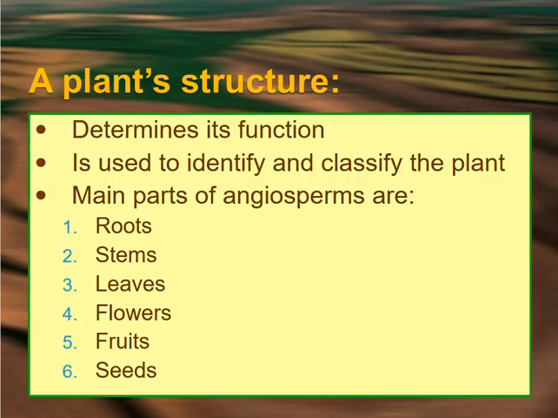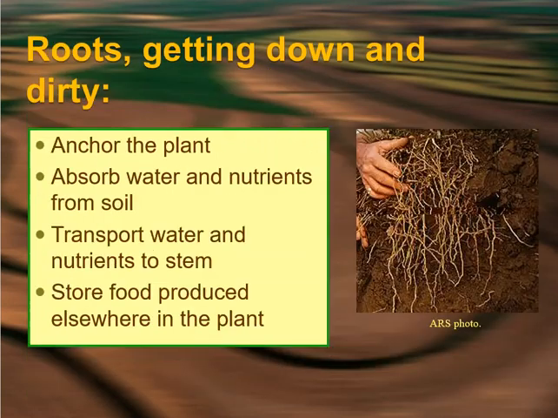So, a plant structure determines its function, okay? Without specific structures, plants wouldn't be able to have some of their functions. So, plant structure is used to identify and classify the plant. The main parts in angiosperms are roots, stems, leaves, flowers, fruits, and seeds. And we're going to break those down here in a little bit. For your worksheet, you guys might want to take a few notes so that it's easier for your worksheet and you don't have to rewatch the video too. But it is up to you what you choose to do that way.